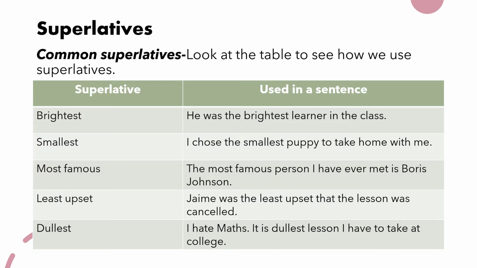We have words like most famous. The example is, the most famous person I ever met is Boris Johnson. We're using that as a superlative to point out that this is the most famous person compared to anyone else that this person has met. You've got the opposite end of the spectrum here. We went from most, now we're looking at least, but this is talking about emotions. This superlative says least upset. Jamie was the least upset that the lesson was cancelled.